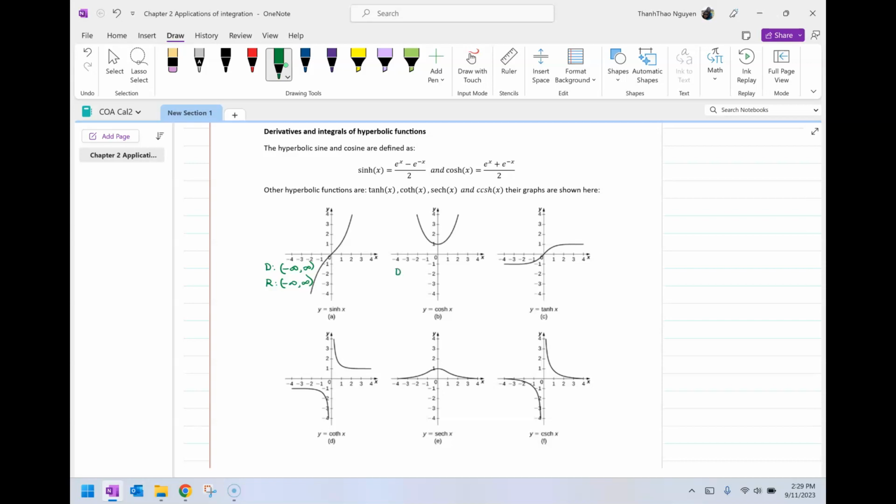Cosh has the domain of negative infinity to infinity, and the range is from 1 to infinity. The hyperbolic tangent has the domain of negative infinity to positive infinity. The range is going from negative 1 to 1.